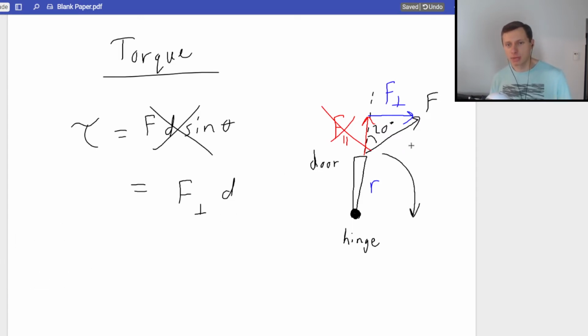And then if I ask myself, what is F perpendicular? Well, I see it's the opposite leg of my angle. There's my angle, 20 degrees. This is a right triangle. F perpendicular is the opposite side. So in this case it was F sine theta times the distance. But again, I don't recommend memorizing sine.